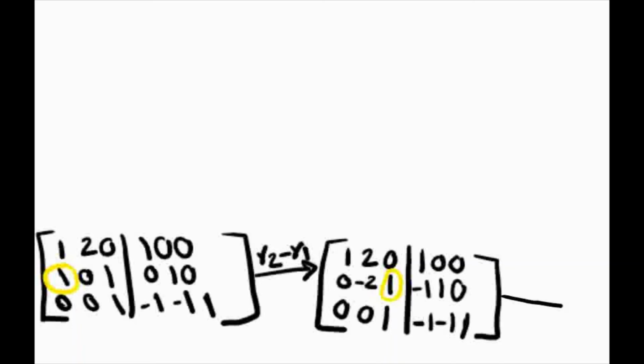So for this, I'm going to go on the second row, and I want to change this one to 0 with the help of my third row. So I'm going to say R2 minus R3. So I'm going to start from top here.